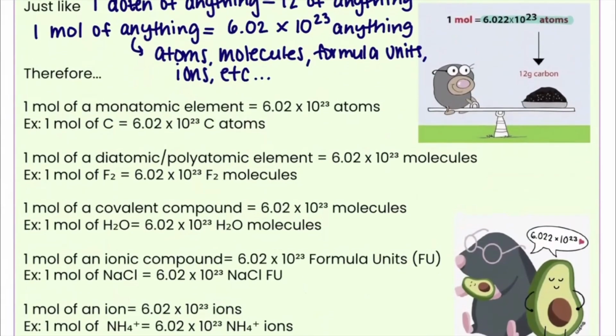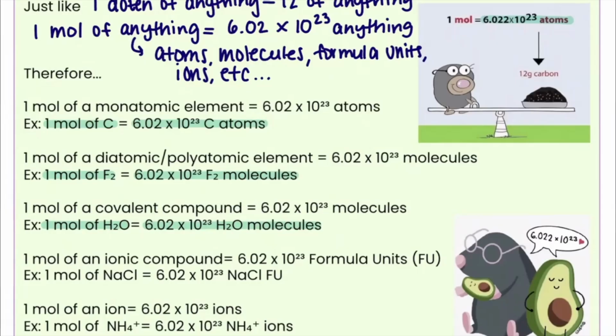1 mole of a monatomic element, for example, carbon, right? So 1 mole of carbon is equal to 6.02 times 10 to the 23rd carbon atoms. 1 mole of a diatomic element like fluorine gas is equal to 6.02 times 10 to the 23rd fluorine molecules. 1 mole of water, H2O, is equal to 6.02 times 10 to the 23rd water molecules.